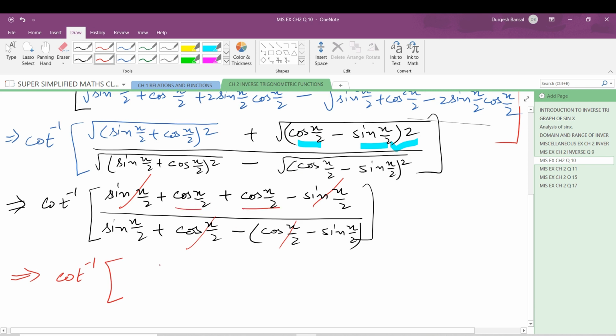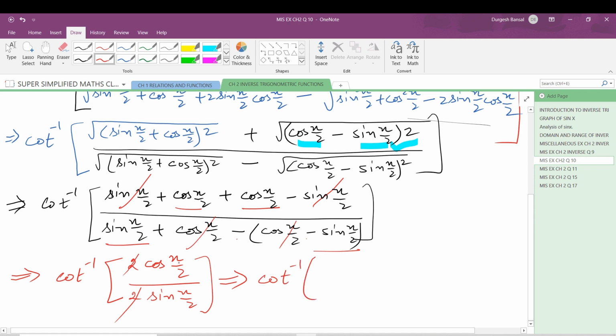cos x by 2 plus cos x by 2 becomes 2 cos x by 2, and sin x by 2 plus sin x by 2 becomes 2 sin x by 2. 2 and 2 get cancelled, and you get cot inverse of cos x by 2 upon sin x by 2, which is cot x by 2, and cot inverse cot gets nullified, and the result comes out to be x by 2, which is your right answer.